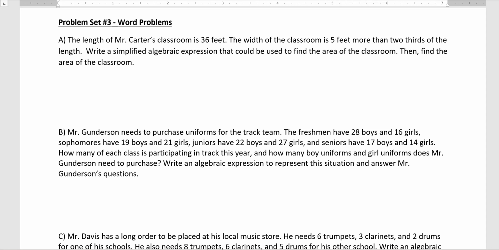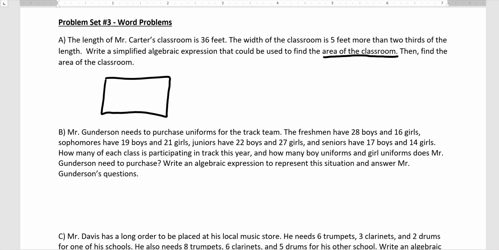The length of Mr. Carter's classroom is 36 feet. The width of the classroom is 5 feet more than 2/3 of the length. Write a simplified algebraic expression that could be used to find the area of the classroom. Find the area of the classroom. So we have to assume a couple things here. We're going to assume that this classroom is a rectangle. If you look around you, it is.